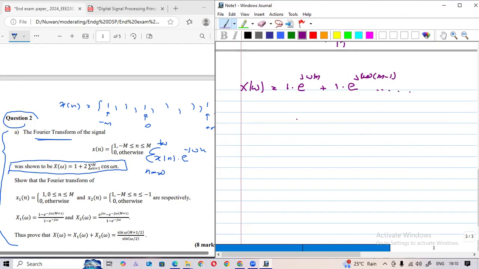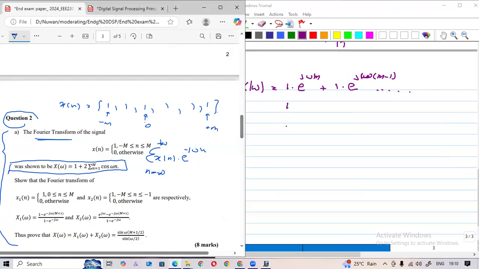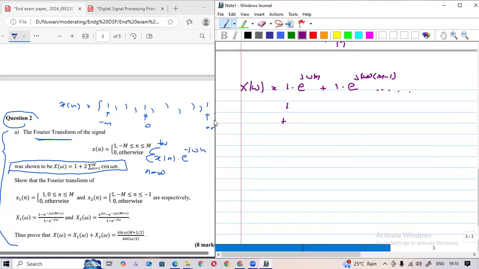And so at the zeroth value you will get 1. Again it is starting from plus 1, so it will be 1 e to the power minus j omega, plus 1 e to the power minus 2j omega, and so on. So here also, before 1, you will get e to the power j omega plus e to the power minus 2j omega, like this.